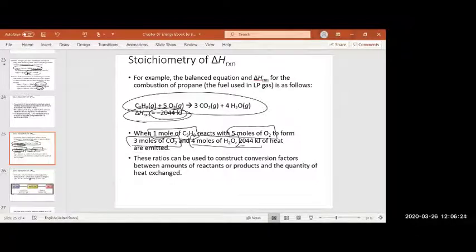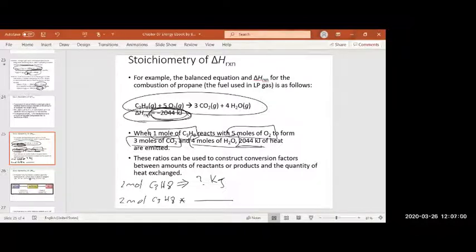So it will give you 2044 kilojoules here. This, we will use as a factor also. So for example, if I have 2 mole C3H8, how many kilojoule will be released? You will start with 2 mole C3H8 times the factor. Which factor? It is this. It is like the mole-to-mole ratio, but here we are using energy.